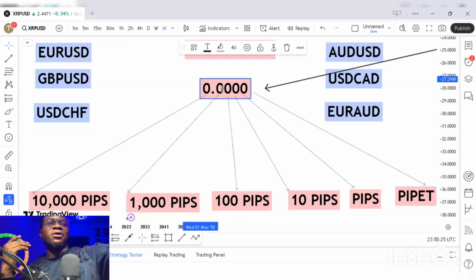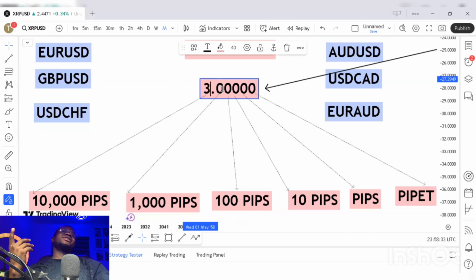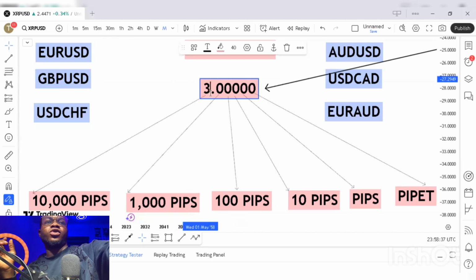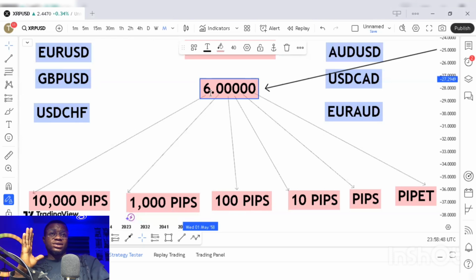Lastly, the first number before the decimal point is known as what? 10,000 pips. That's a lot, right? Yes. If this 3 should turn into 4 or 5, in any pair you are trading, automatically it has moved 10,000 pips. So it has gained a lot of value or lost a lot of value. That's what it means. Okay, that's how you quantify.